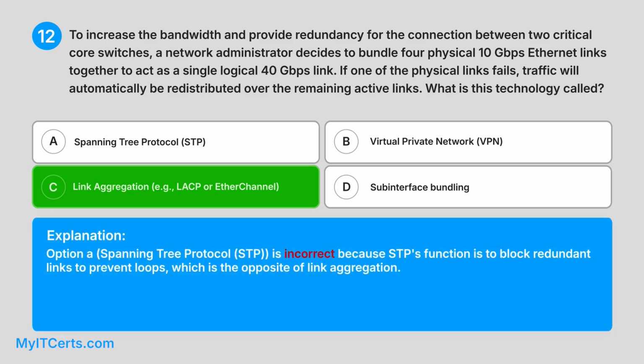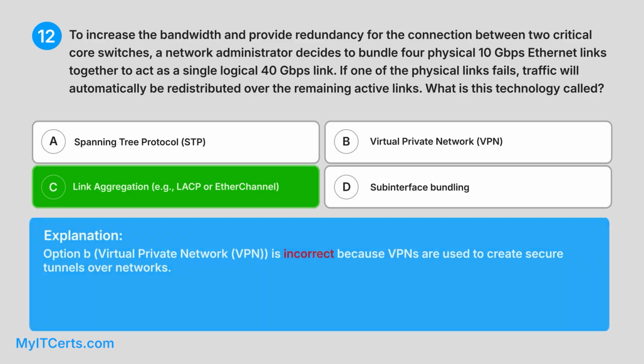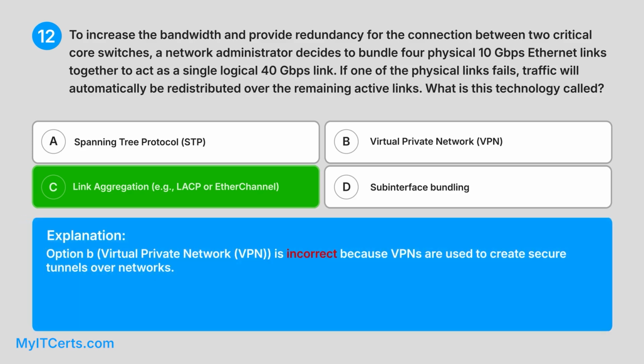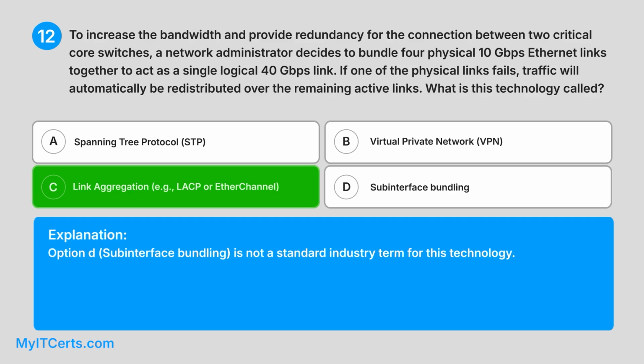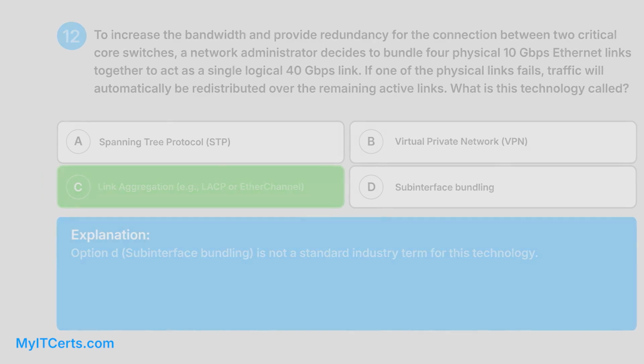Option A, Spanning Tree Protocol, STP, is incorrect because STP's function is to block redundant links to prevent loops, which is the opposite of link aggregation. Option B, Virtual Private Network, VPN, is incorrect because VPNs are used to create secure tunnels over networks. Option D, sub-interface bundling, is not a standard industry term for this technology.